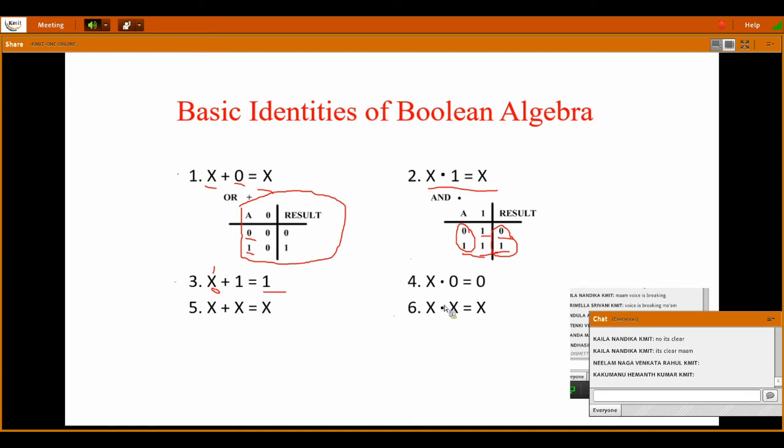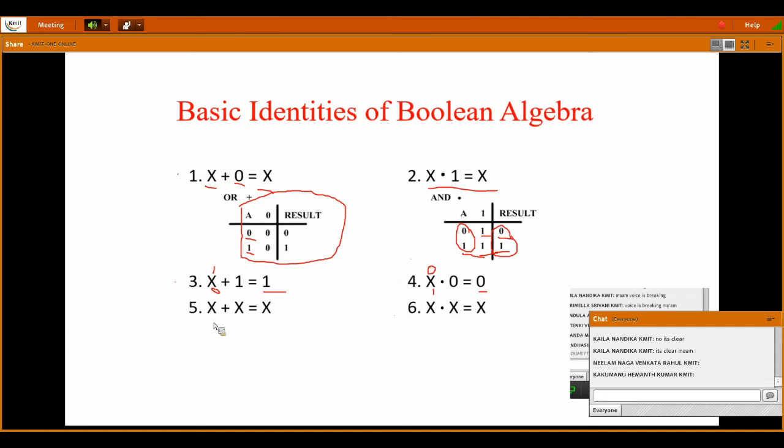The fourth identity, x dot 0 is equal to 0, meaning any variable ANDed with 0 will be equal to 0. I'll take an example. Suppose x is equal to 0. If x is equal to 0, 0 dot 0, 0 ANDed with 0 will be 0, and 1 ANDed with 0 is also equal to 0. I hope everyone is understanding this.